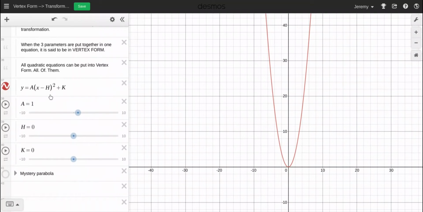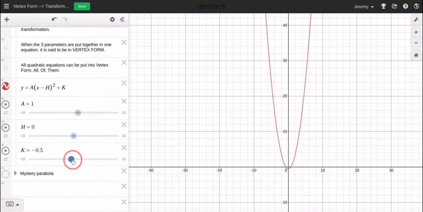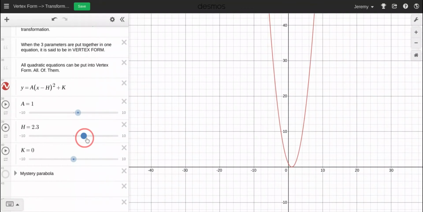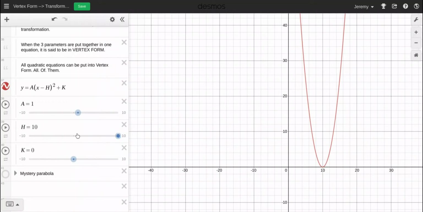All quadratic equations can be put into vertex form. Each parameter controls a different thing. K, this constant added at the end, shifts a parabola up or down, so it shifts it vertically. H shifts horizontally, but just opposite the way we think. That's why there's a minus here. So when we subtract 10, x minus 10 shifts it over to positive 10.